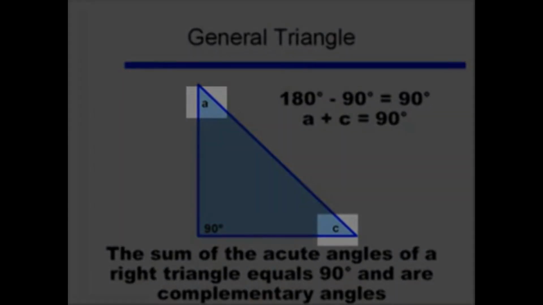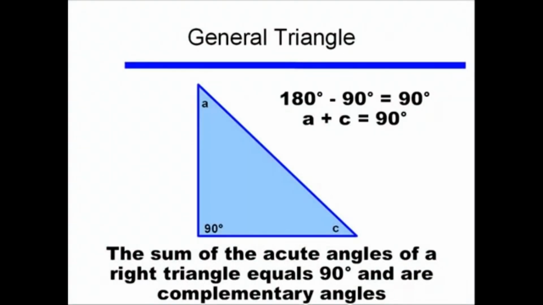So the two acute angles of this right triangle, A and C in this case, have to equal 90 degrees. So for any right triangle, the sum of the acute angles are 90 degrees. They add up to 90 degrees. These are called complementary angles. Angles are complementary when they add up to 90 degrees.